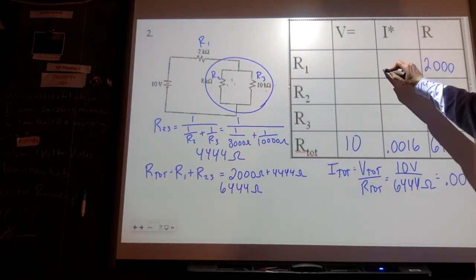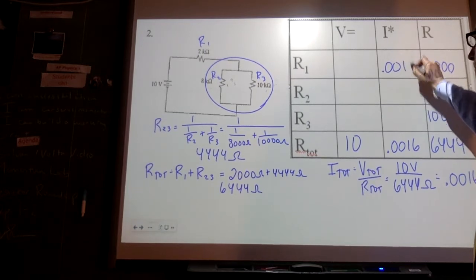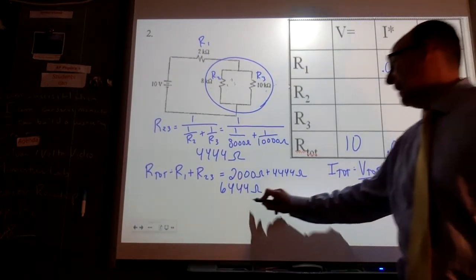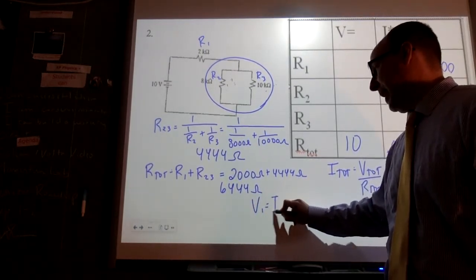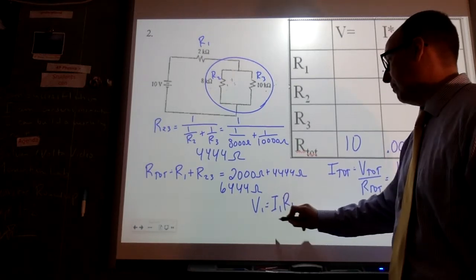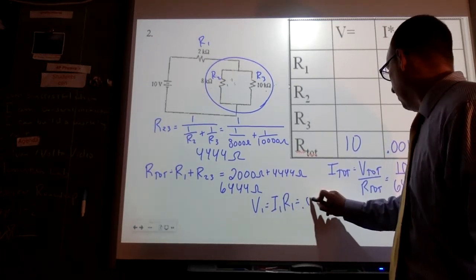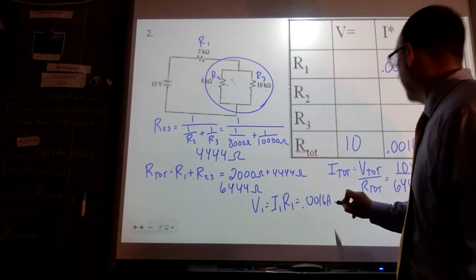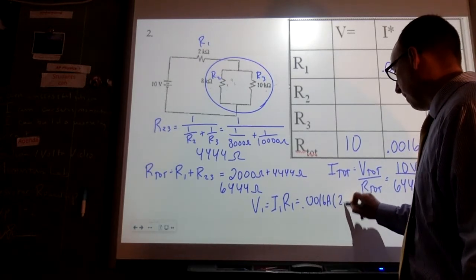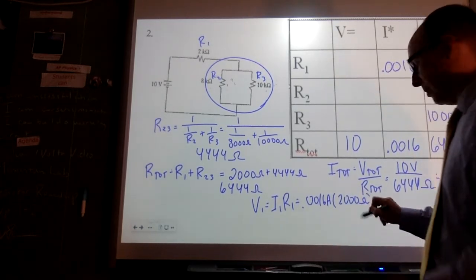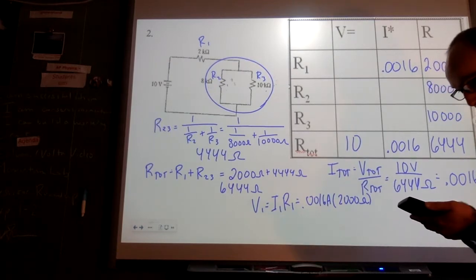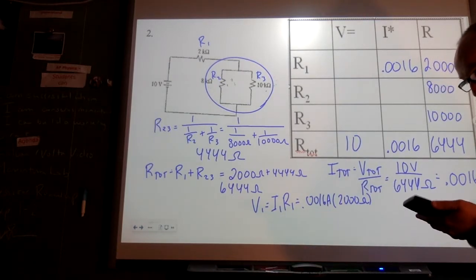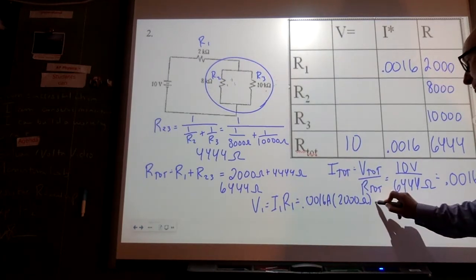So I'm going to put this up here. And so I can get V1 because that's going to be I1 R1. And so this is going to be 0.0016 amperes times 2,000 ohms. That gives 3.2 volts.